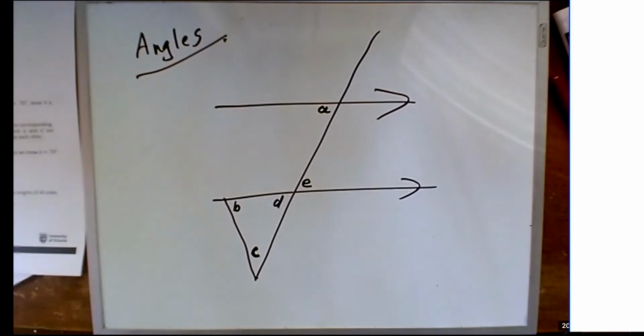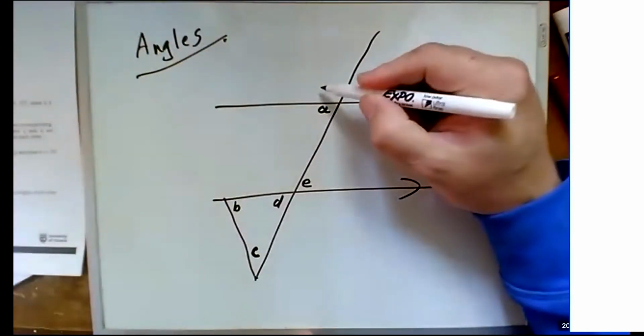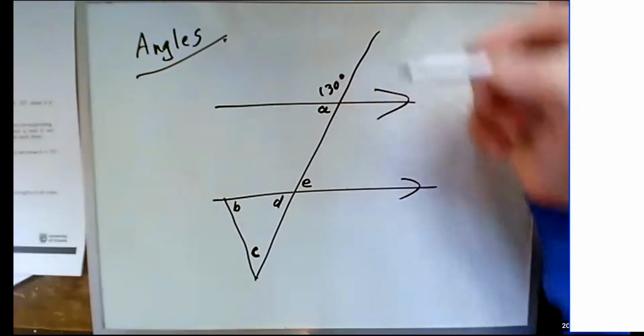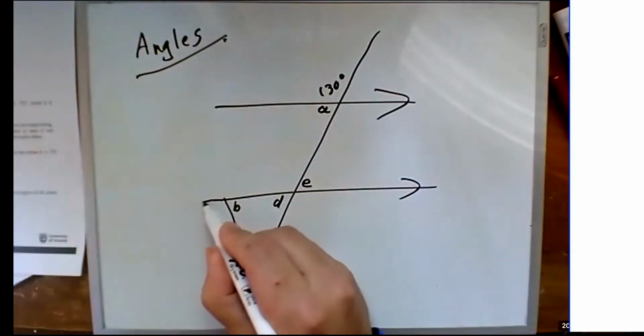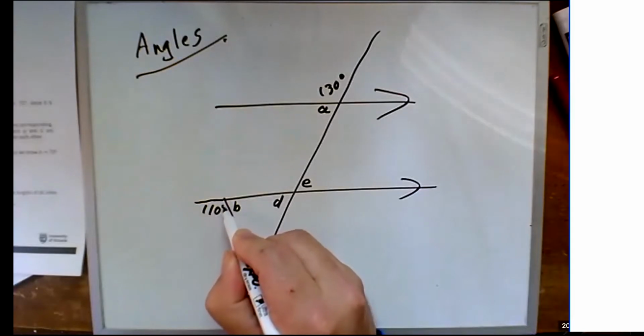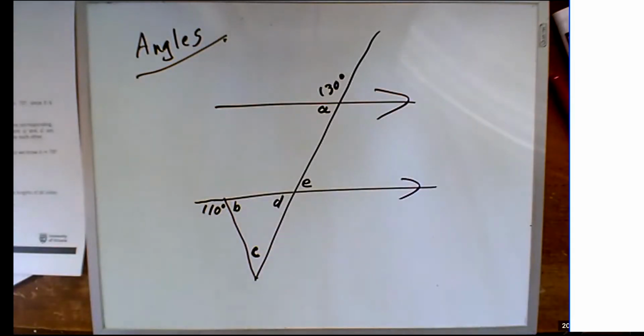Okay, and then a couple of pieces of information we have been given. This angle right here is 130 degrees. This angle out here is 110 degrees. Immediately there's some stuff that we can figure out.